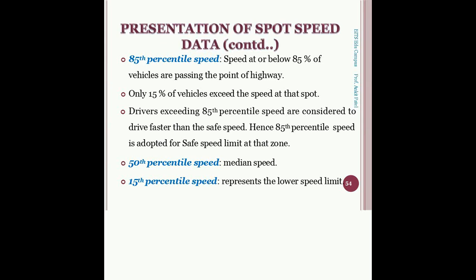Drivers exceeding the 85th percentile speed are considered to drive faster than the safe speed. Hence, the 85th percentile speed is adopted for the safe speed limit at that zone. 50th percentile speed is the median speed. 15th percentile speed represents the lower speed limit.